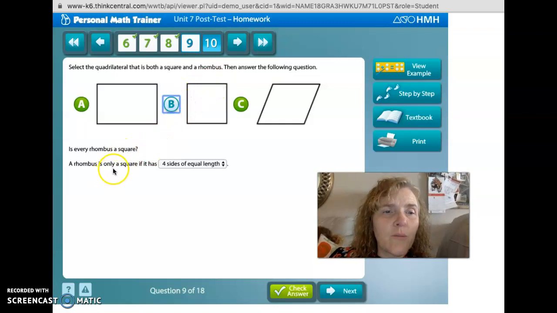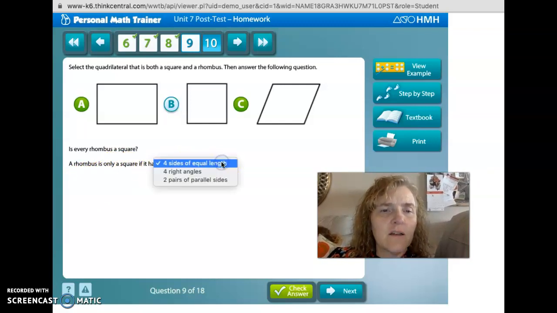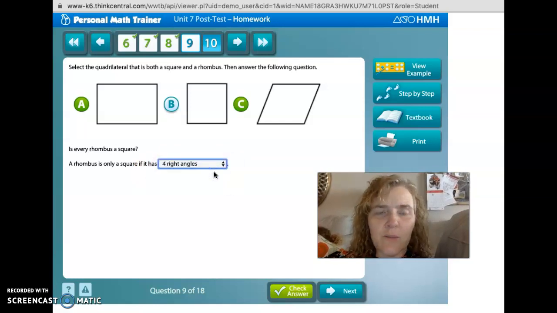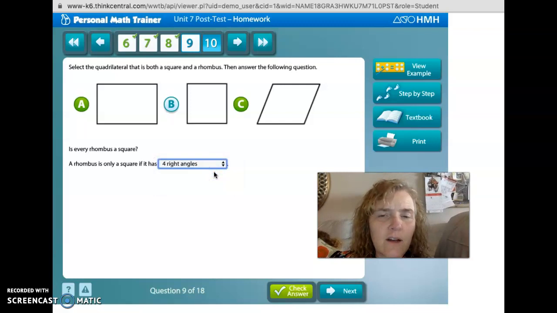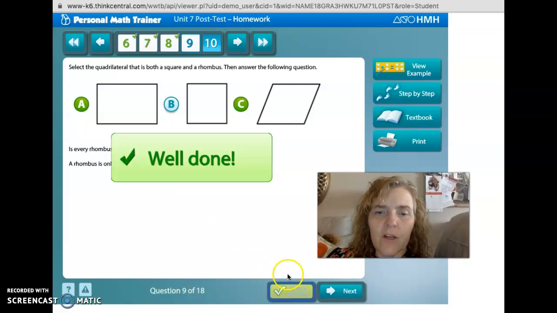Is every rhombus a square? No. A rhombus is only a square if it has 4 sides of equal length and 4 right angles. It has to have 4 right angles to be a square. So I have to read that right. A rhombus is only a square if it has 4 right angles. Let's try that. Very good.